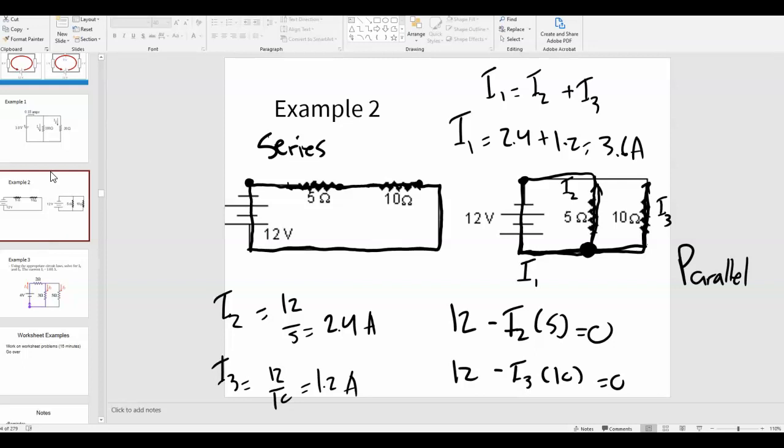Hopefully that made Kirchhoff's laws make a little bit more sense, seeing some examples. You also have some worksheet problems to work on to get a little bit more practice.